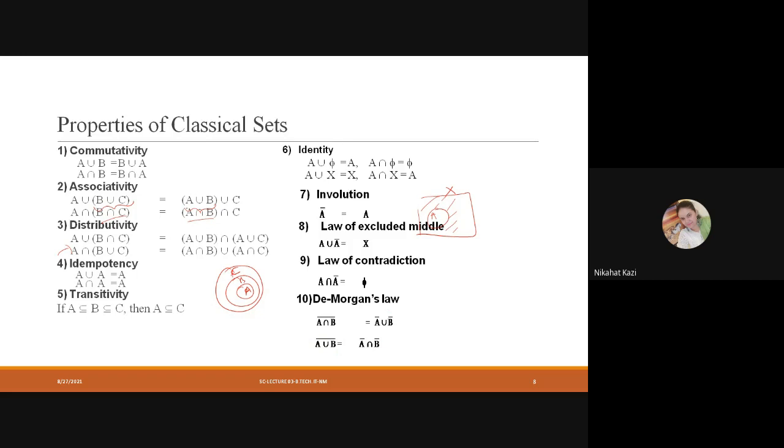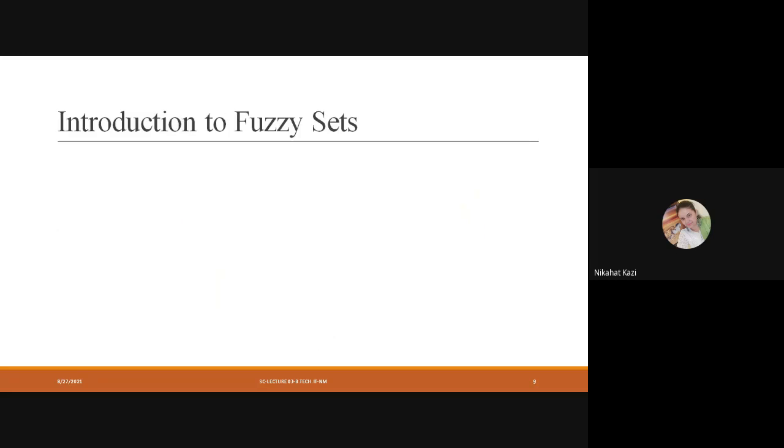Now, there are some similar properties which you will be studying as part of fuzzy sets as well. Okay, so it was important to revise this. We will revisit the properties of fuzzy sets and then compare the two. What is the difference? How are the properties of fuzzy sets different from classical sets? So we'll revisit the same properties for fuzzy sets later on. Okay. So this was just a short summary of classical sets and their properties. With this, let us move on to fuzzy sets.